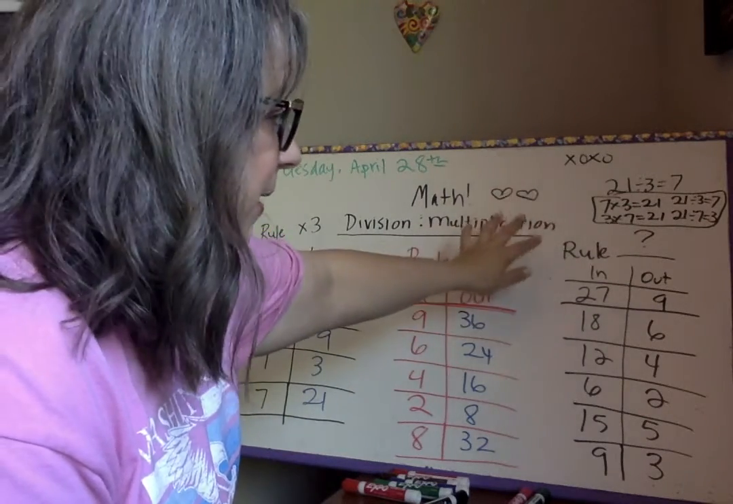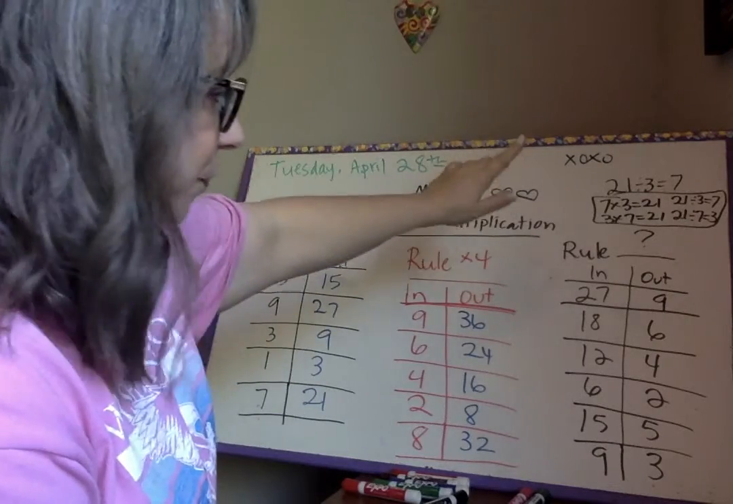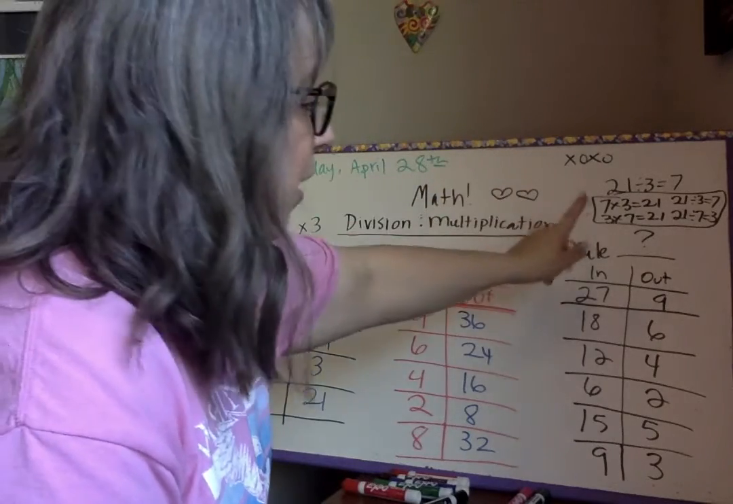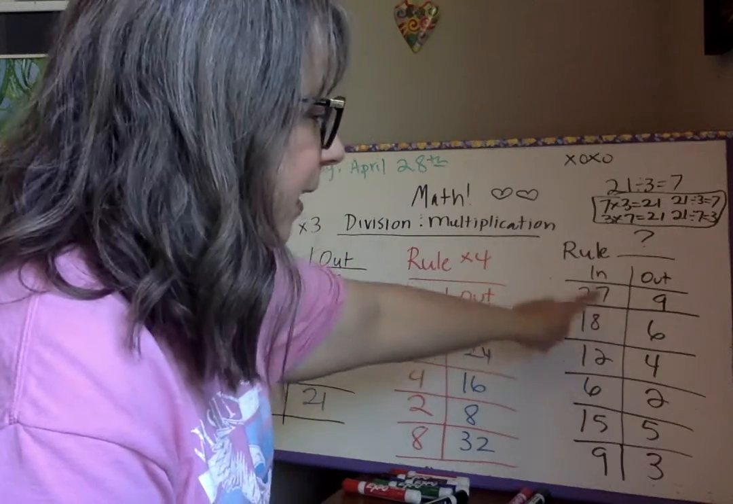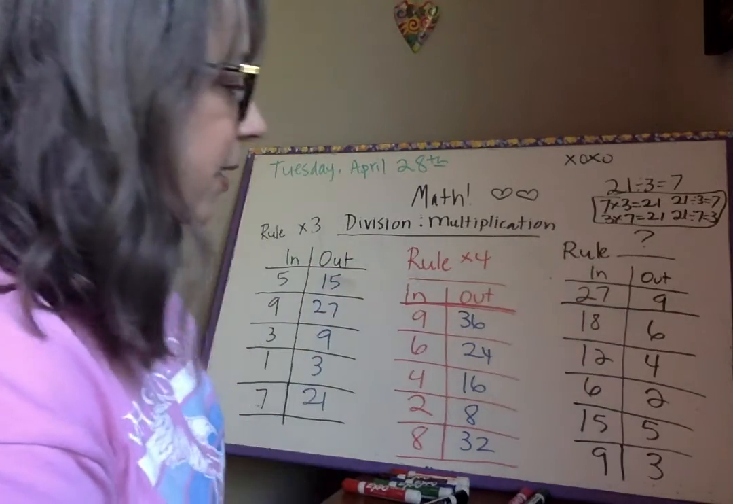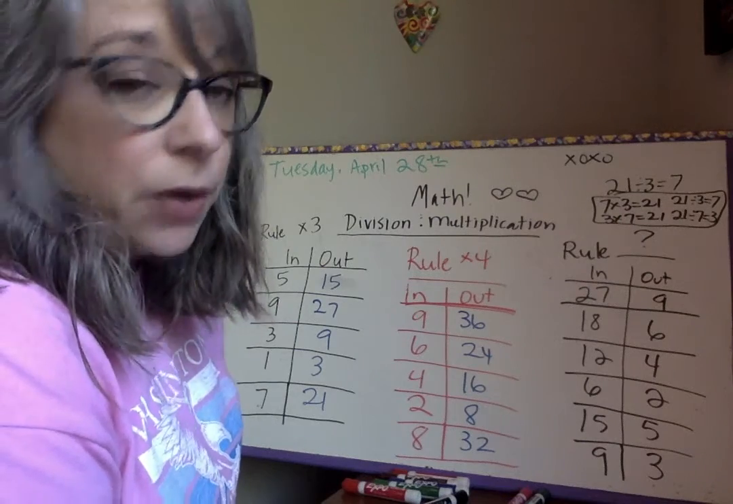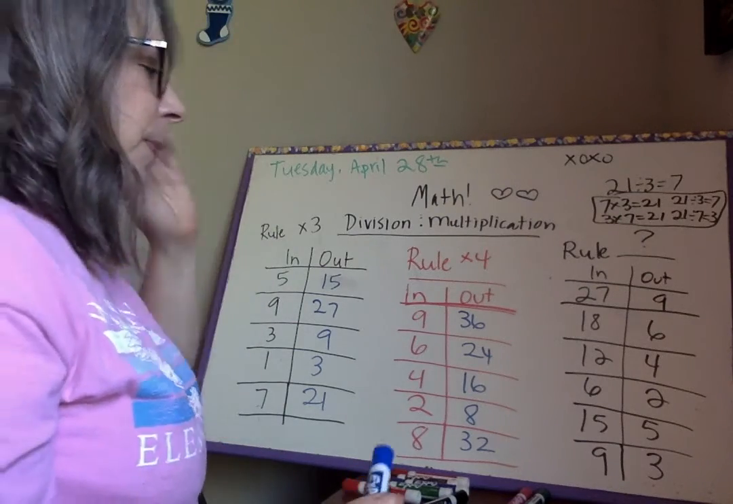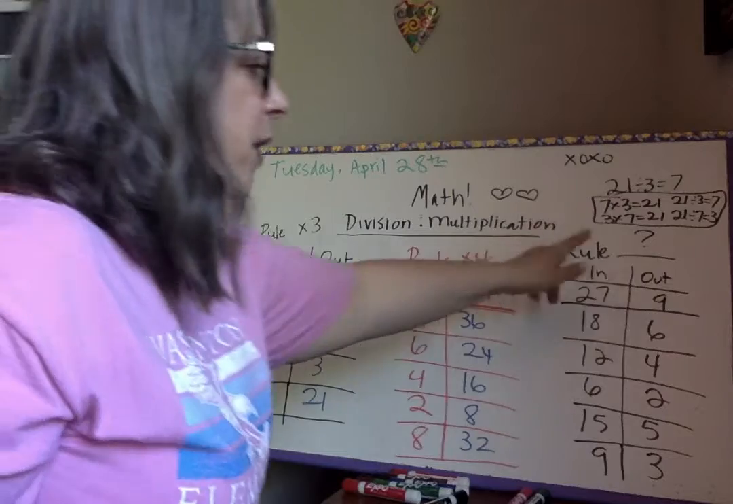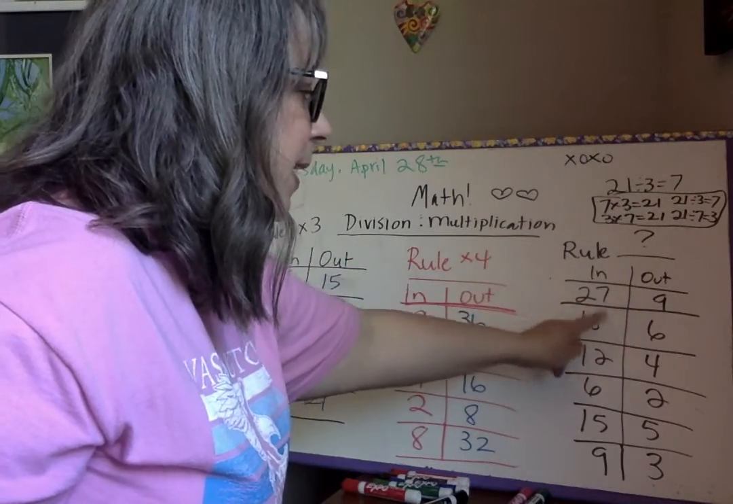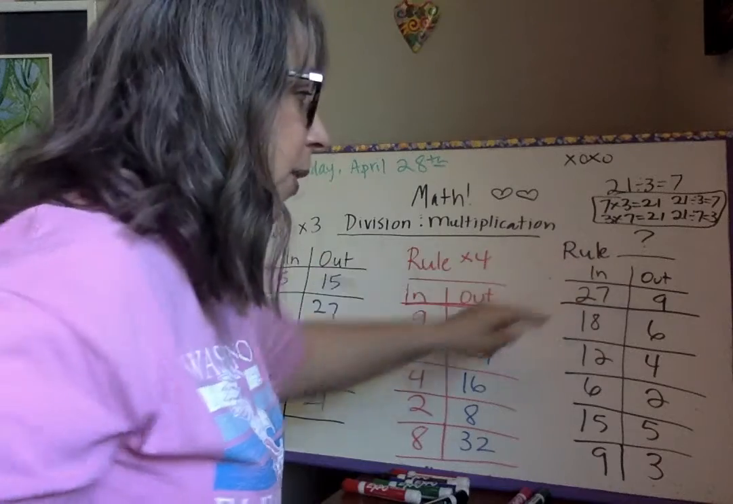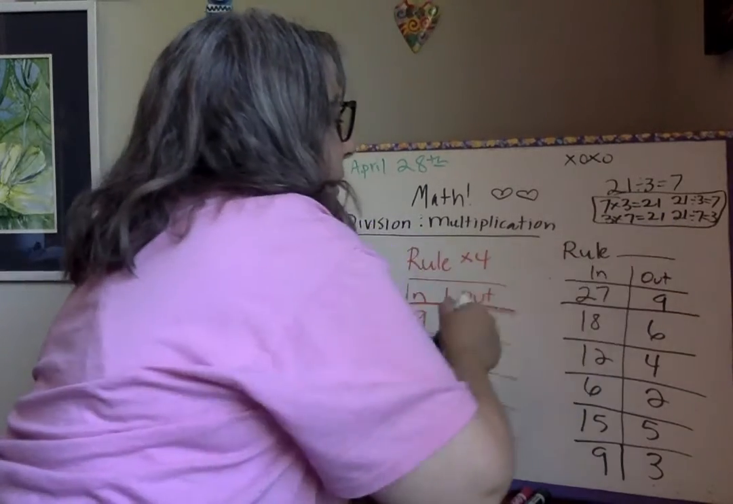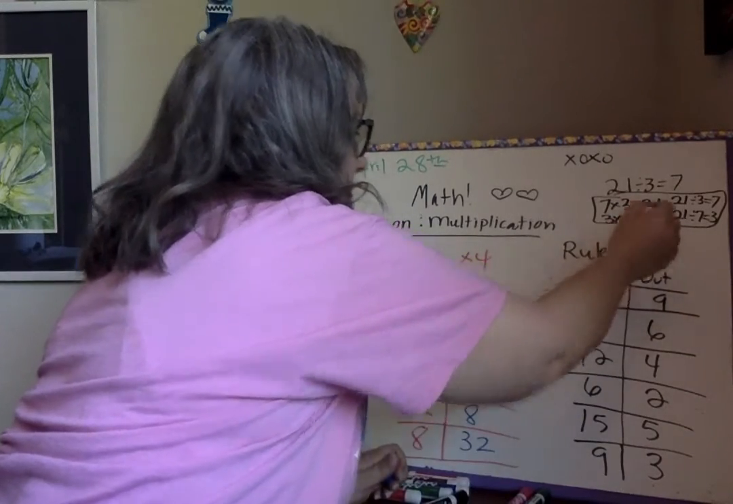so we're going to do this opposite. I'm sorry, my bad. So you can think of what times 9 is 27, what times 6 is 18, what times 4 is 12. So if you know that this part is going to be multiplication, then you know it's going to have to be division going as an in rule, okay? So this is divided by 3.